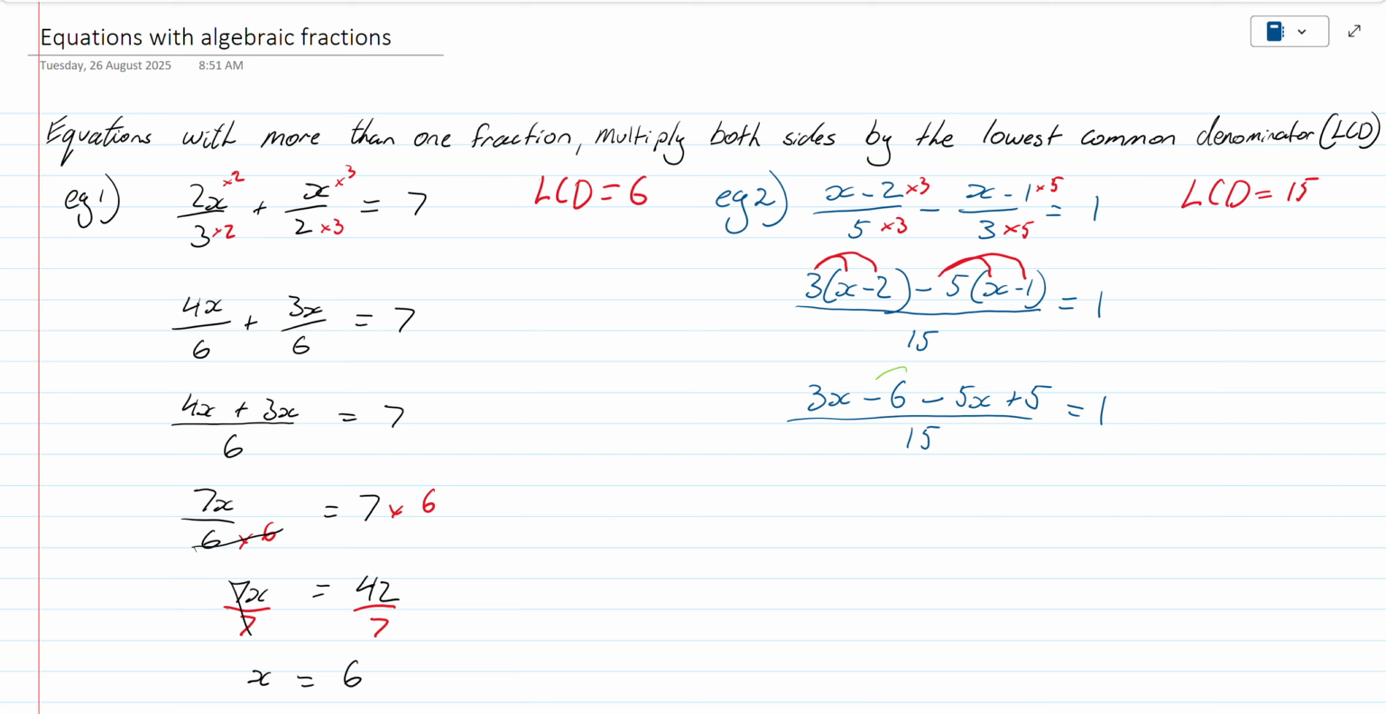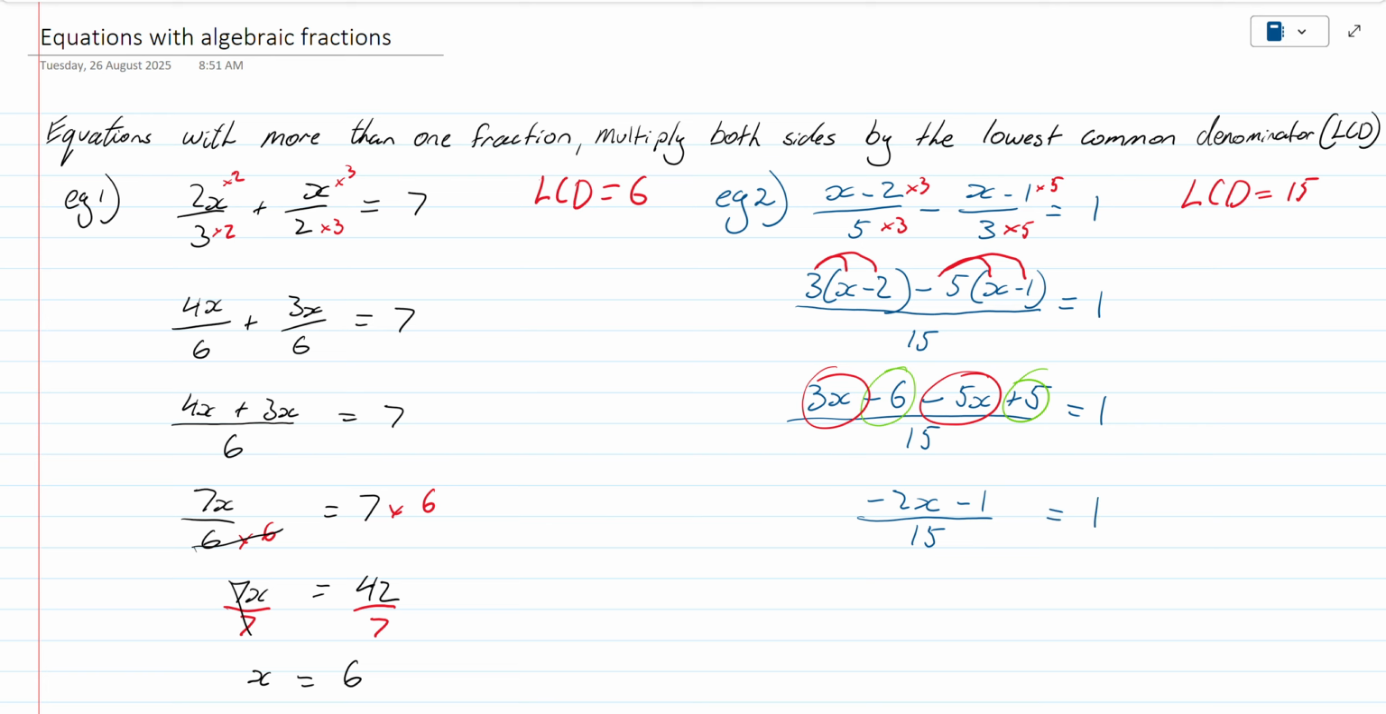Collect our like terms. Minus 6 and plus 5. We also have 3x and minus 5x. So 3x minus 5x gives you negative 2x. Negative 6 plus 5 leaves you with minus 1 over 15 equals 1.